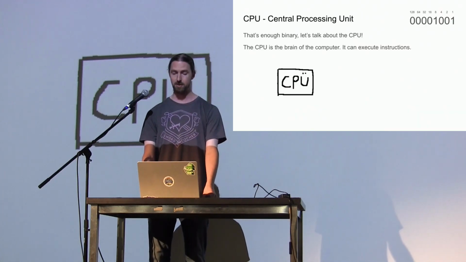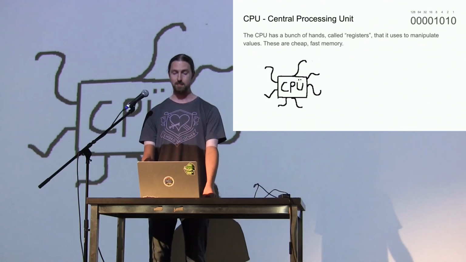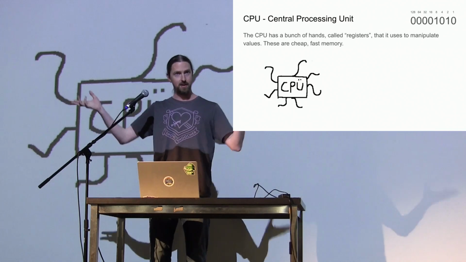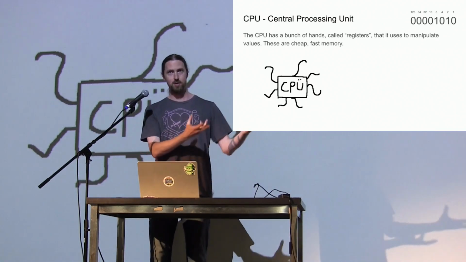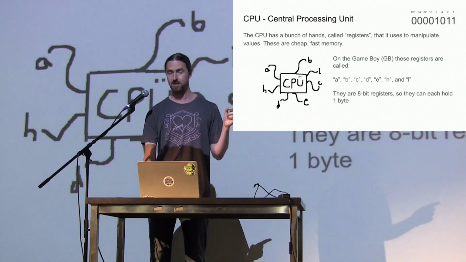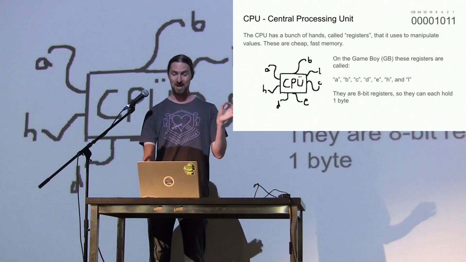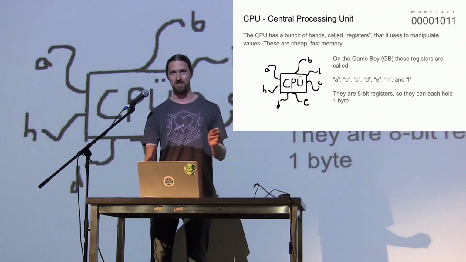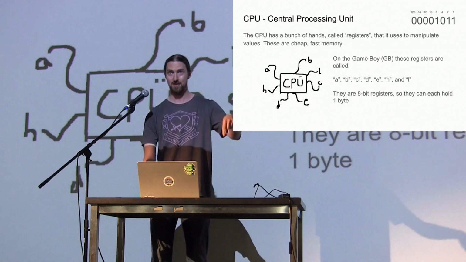We're going to talk about the CPU, in particular the Game Boy CPU, but this generalizes reasonably well to other CPUs. The CPU is the brain of the computer. It can execute instructions. The CPU has a bunch of hands, which are called registers, that it uses to manipulate values. These are a cheap, fast memory located near the CPU. On the Game Boy, these registers have names: A, B, C, D, E, H, and L. And these are not an abstraction. You can touch them with your finger. They're there on the computer.